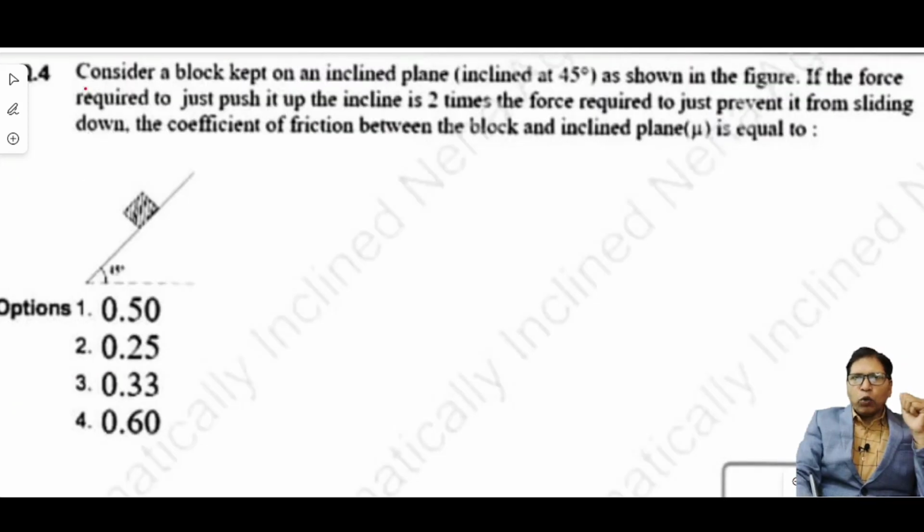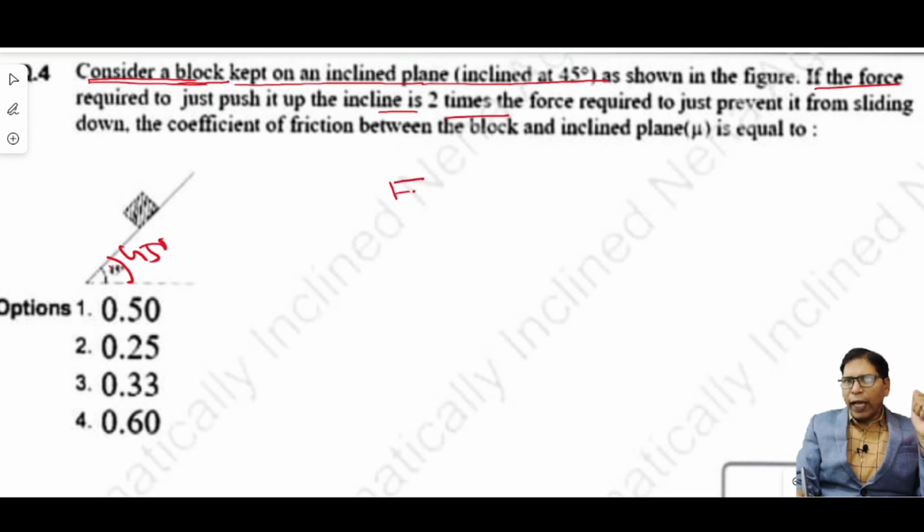Now question number 4. Consider a block kept on an inclined plane, inclined at an angle of 45 degree, as shown in the figure. If the force required to just push it up the inclined plane is 2 times the force required to just prevent it from sliding down.